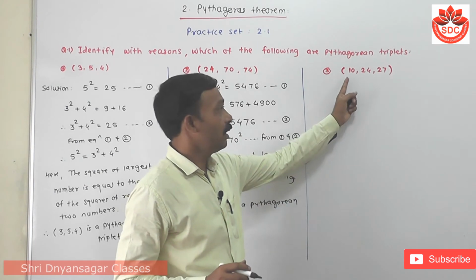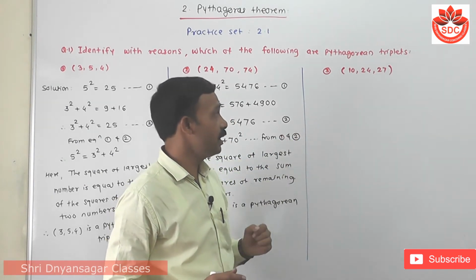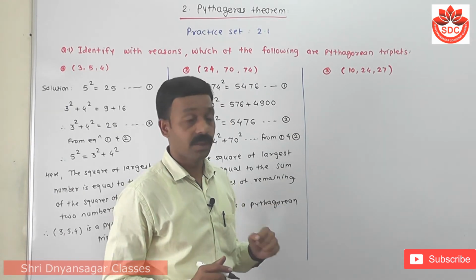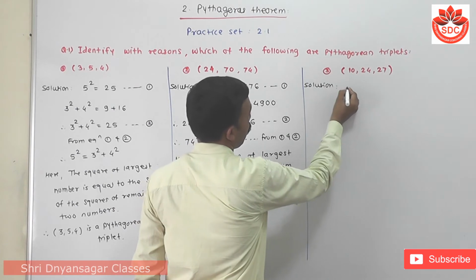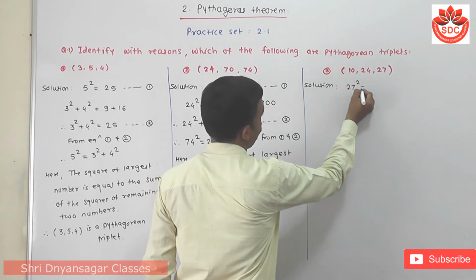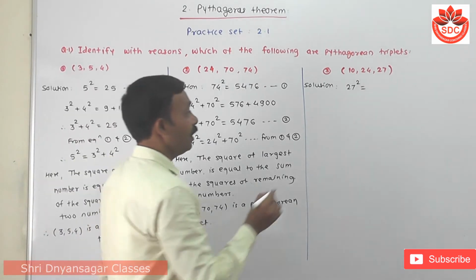Okay, then we take the next one: 10, 24 and 27. Now observe in this example, 27 is the bigger one. So in our solution, first I have to write 27 square. Do you know the 27 square? It is 729.